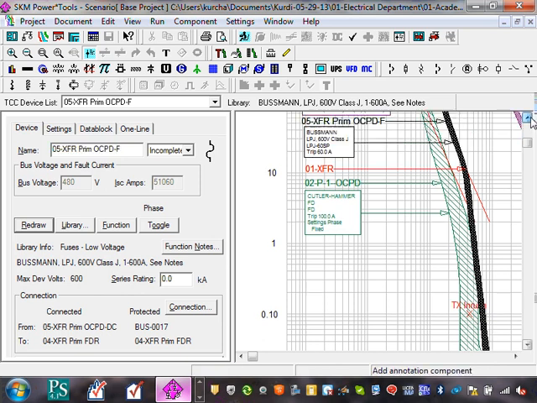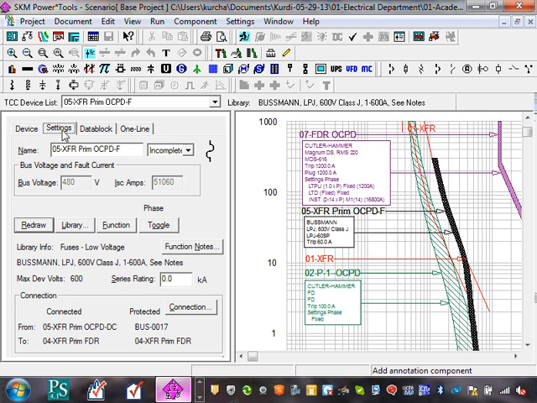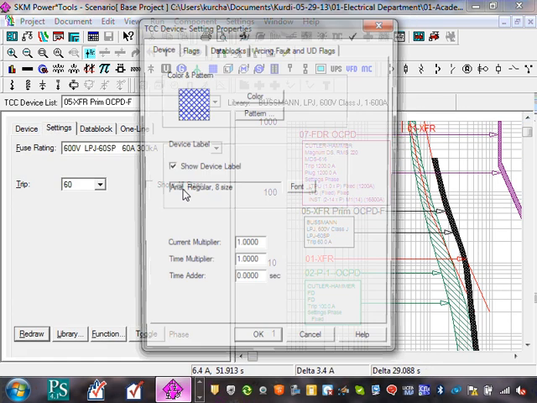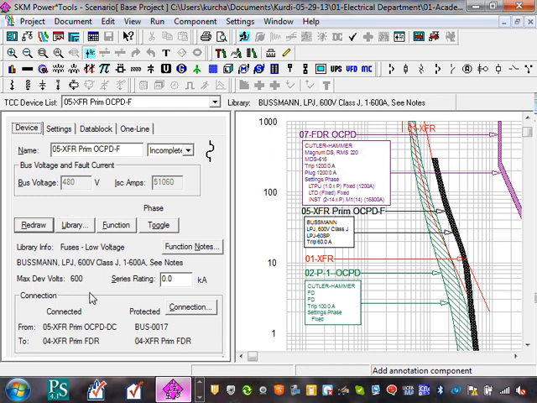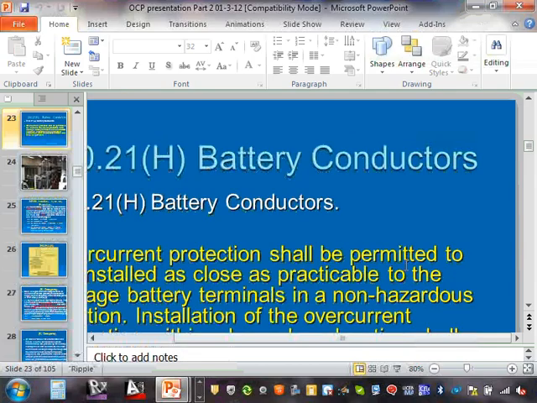So that's using a fuse here. And I don't know what type of fuse we use. There you go. We're using a 600 volt LPJ60SP, 60 amp LPJ fuse. And I don't know the manufacturer. Bussmann. Thank you, Bussmann. It's a Bussmann fuse. They did not pay me to use their product. So that's what we do when it comes to sizing circuit breakers and fuses.